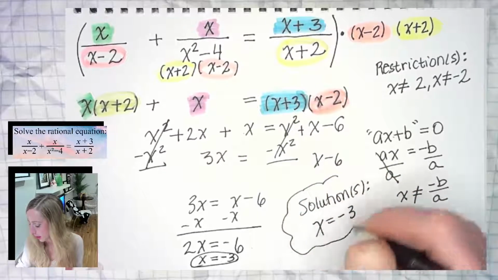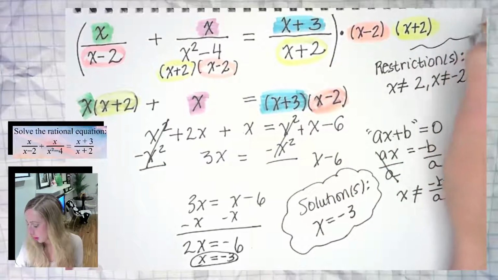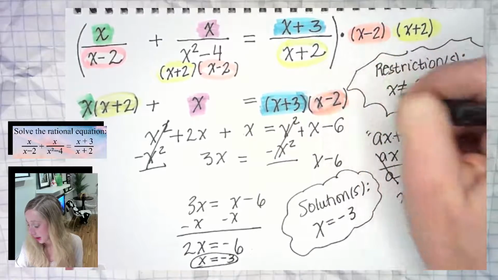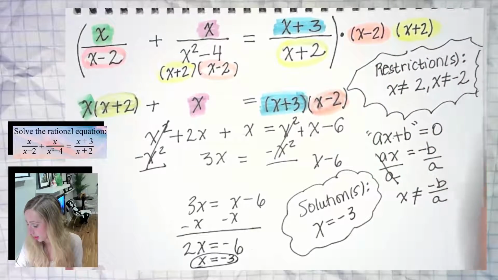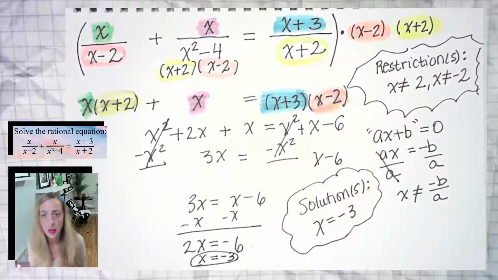And there we have it. There's my solution. Here are my restrictions. I circled my answers. My work is pretty legible. This is a little messy, sorry. But this is what your work should more or less look like.